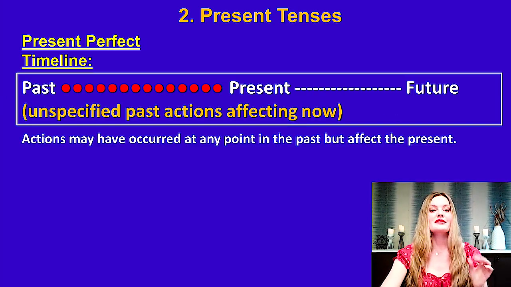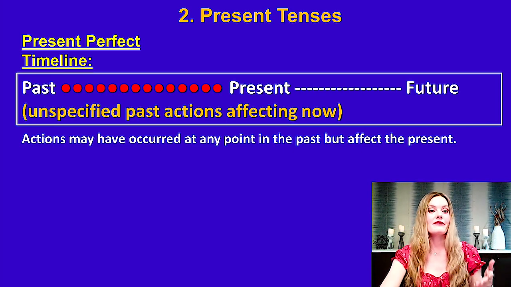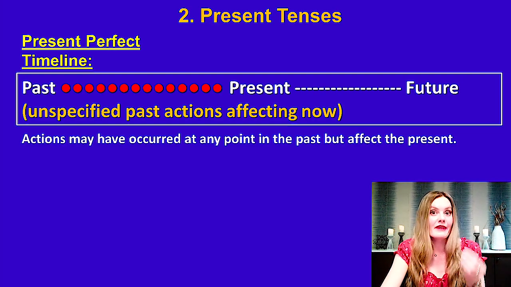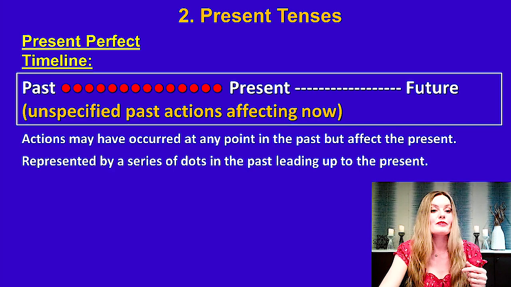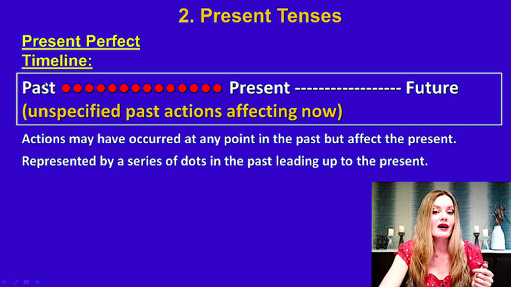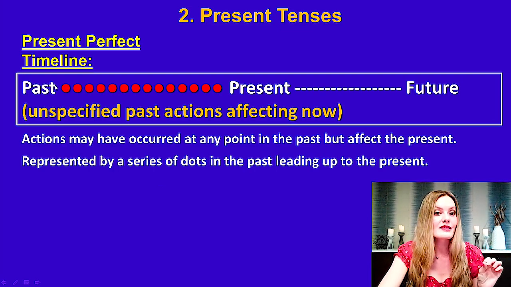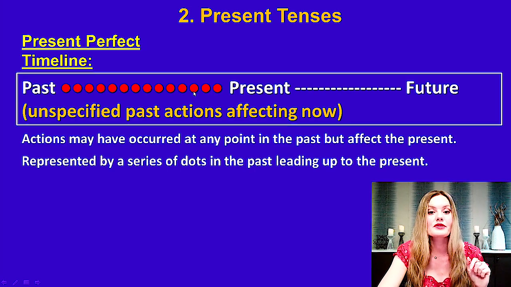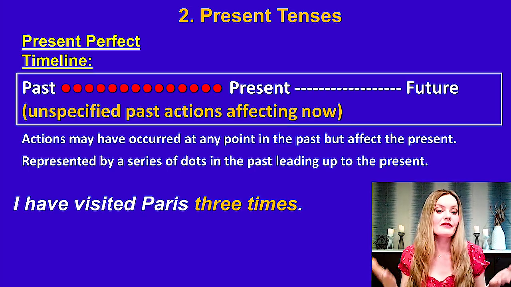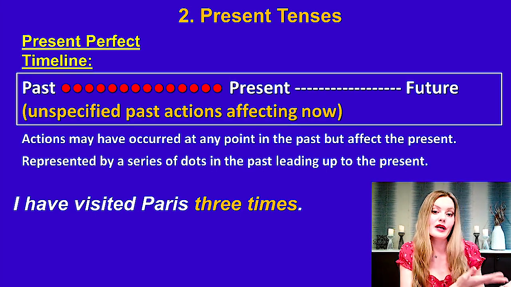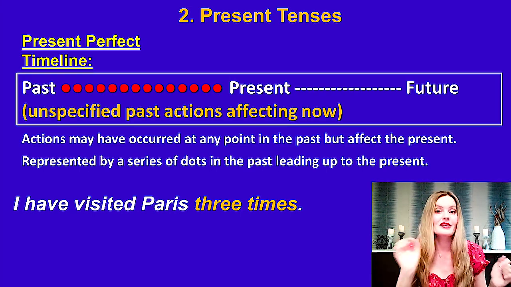Present perfect describes actions that may have occurred at any point in the past but affect the present. So these are unspecified actions affecting now. They are represented by a series of dots in the past leading up to the present. So present perfect is represented by a series of red dots in the past leading up to the present. For example, I have visited Paris 3 times. This action may have occurred at any point in the past, but affect the present.